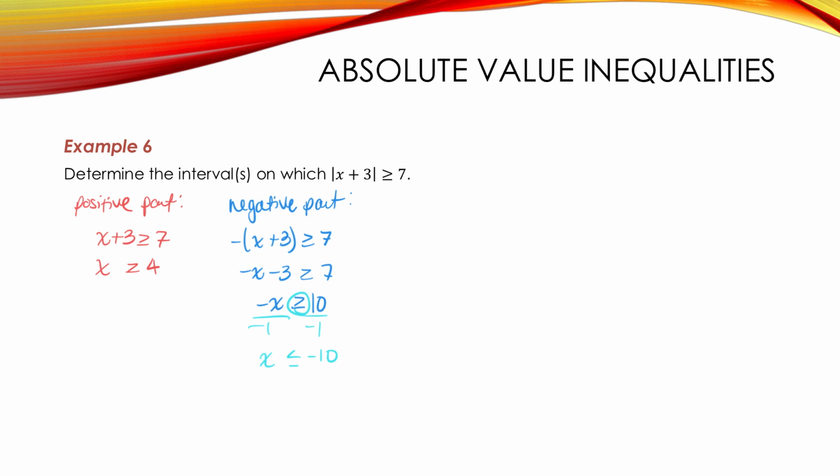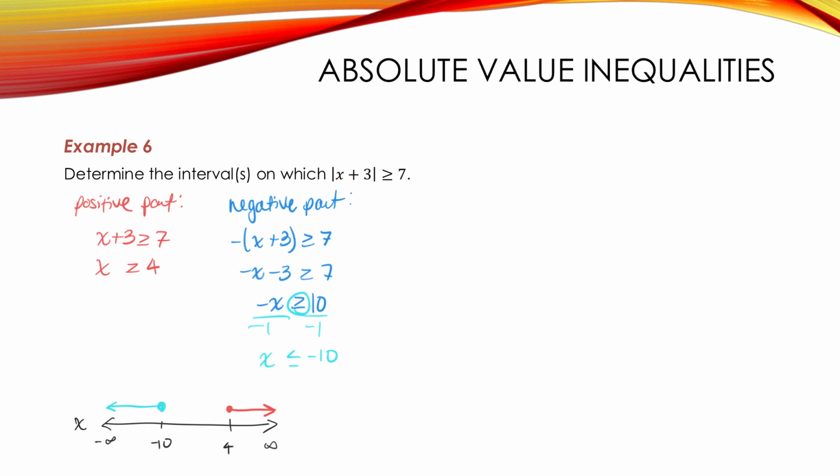So this number line looks awfully interesting when you put them together. Here are our x values going from negative infinity to infinity. We have a negative 10 and we have a 4. At negative 10, it is filled in, but it's going off to the left because it's less than or equal to. And at 4, it's also filled in, but it's going off to the right because it's greater than or equal to. In this case, there's no overlap, so we have two distinct pieces.